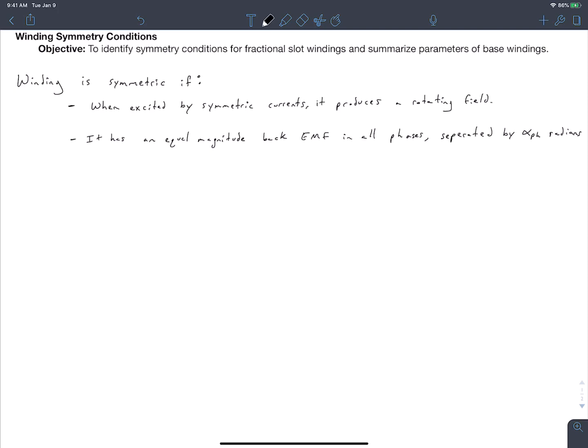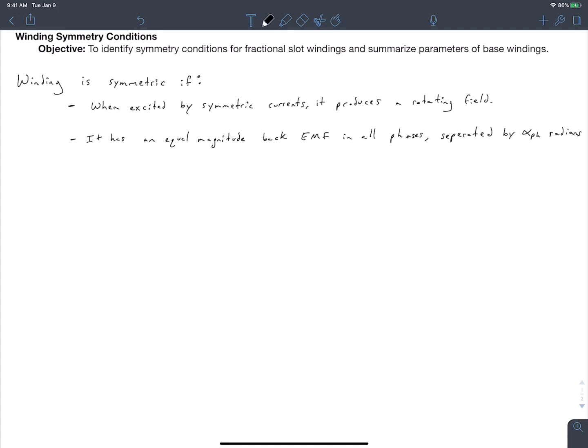The objective of this video is to identify symmetry conditions for fractional slot windings, and second, to summarize the parameters of base windings. So we're going to be talking about how to determine if a certain combination of slots, poles, and phases can produce a symmetric winding. But before we go there, we should probably talk about what a symmetric winding is, or what it means for a winding to be symmetric.